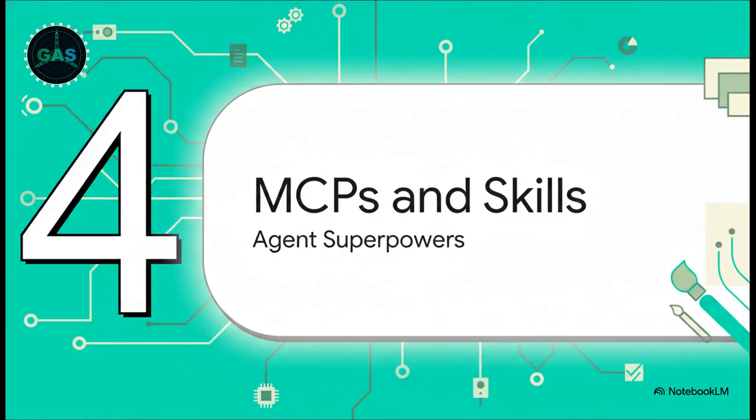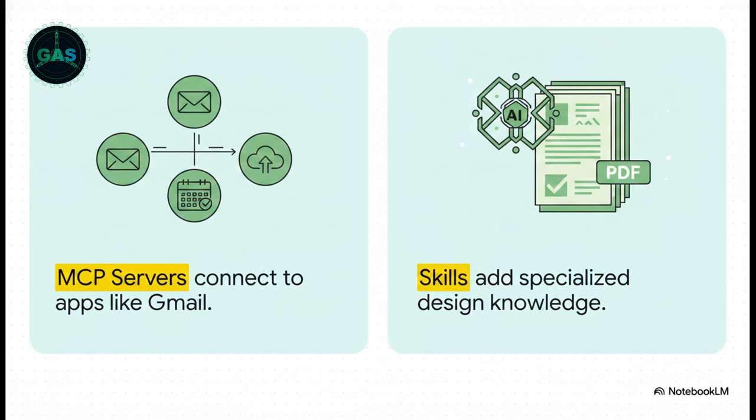Section 4. Superpowers, MCPs, and Skills. Next up, let's explore how to really upgrade your agent's capabilities beyond basic Python scripting so it can interact with the real world. You can turbocharge your agent by giving it MCP servers and skills. Now, these do two very different things.